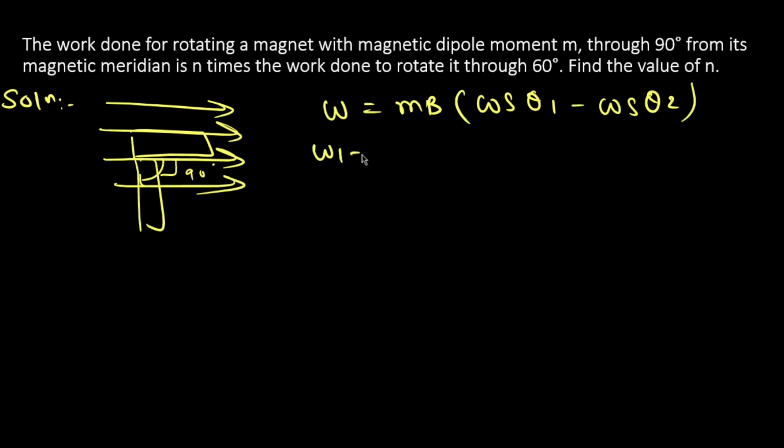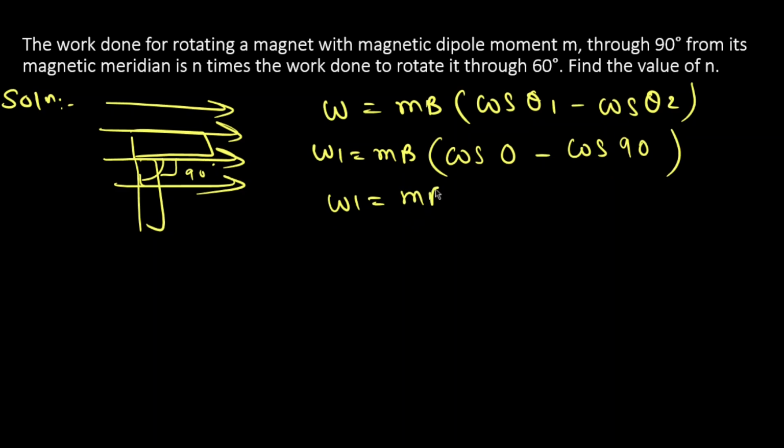So in the first case we need to rotate it by 90 degrees. So W1 will be mB (cos θ1 minus cos θ2). Now since the bar magnet was already along the magnetic field, θ1 will be 0. So cos 0 minus cos 90, since we have to rotate it by 90 degrees, and cos 90 will be 0. So W1 comes out to be mB, since cos 0 is 1.